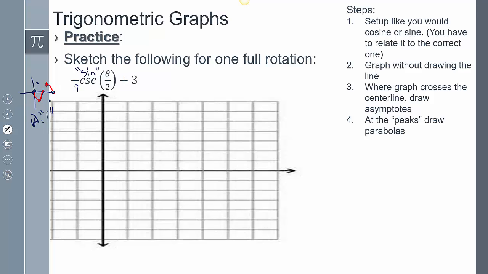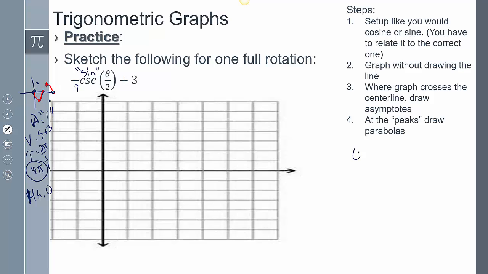Remember, it's cosecant. There is no official amplitude. It's none. But I consider it the quote-unquote 1 because it allows me to graph it easier. There's a vertical shift. It's shifting up 3. My period, 2 pi over b. So that's going to give me 4 pi. And then there's no horizontal shift or phase shift. So my horizontal shift is going to be 0.